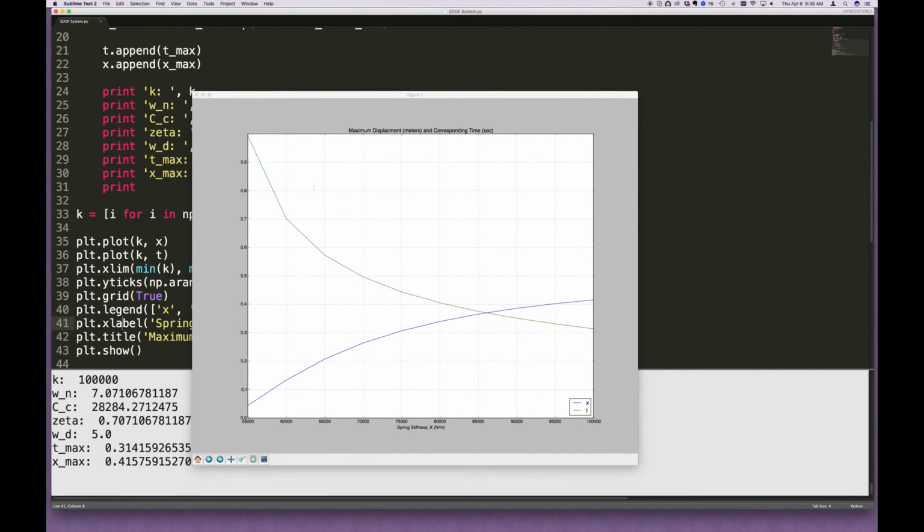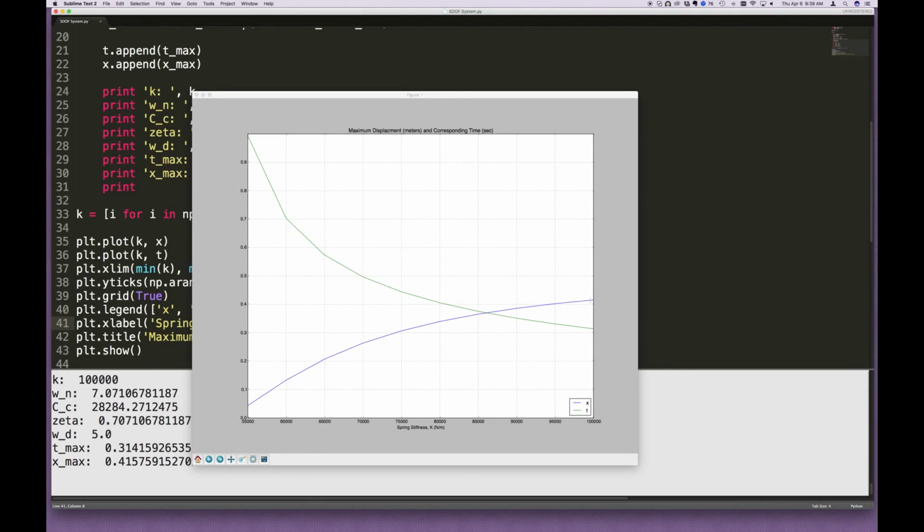Let's just take a couple of minutes to discuss it. So first of all, the blue line is x. That is the maximum displacement. The green line is the time taken to reach that maximum displacement. And let's try to get an idea of what happens. So as the stiffness of the spring increases, so the maximum displacement increases. Does that seem a bit counterintuitive? It does, right? Because why, when it's getting stiffer, would it displace more?